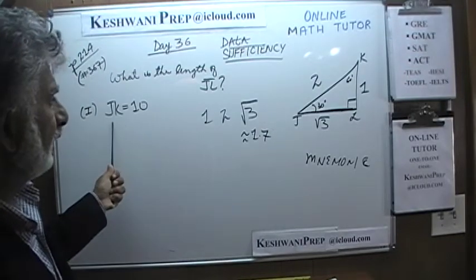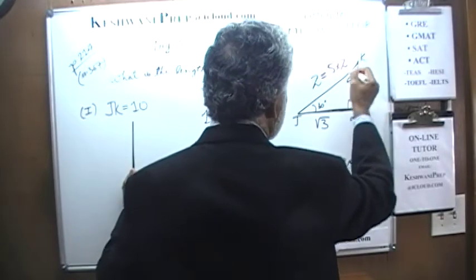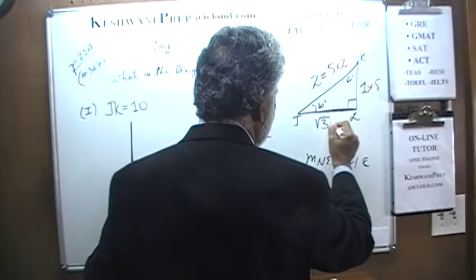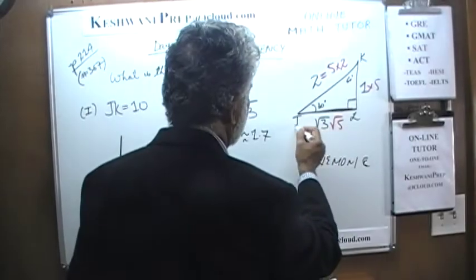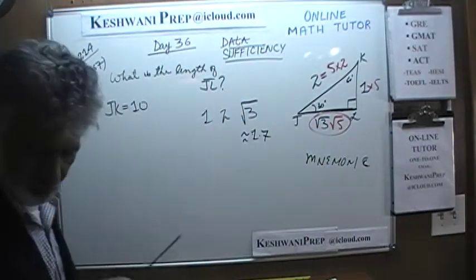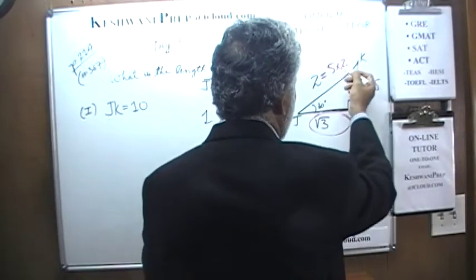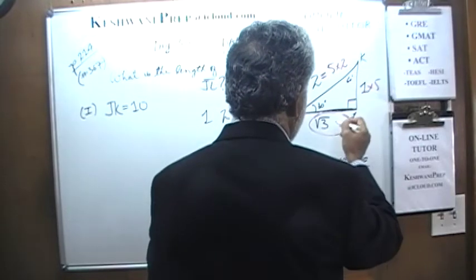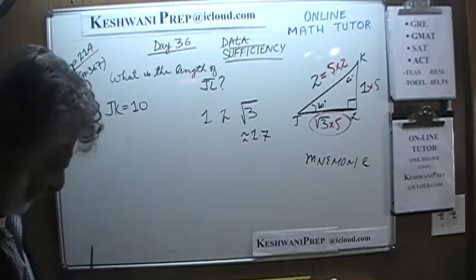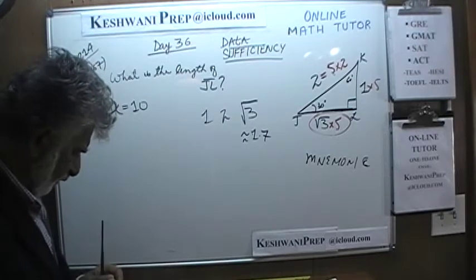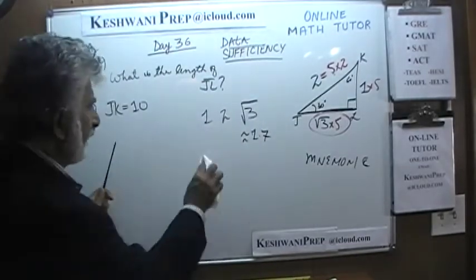We are told that J to K is 10. Where is J to K? Very good. J to K is 10, which means this is 5 times 2. If this is 5 times 2, this has to be 5 times 1, and this has to be 5 times root 3. And the question is, what is the length of JL? Well, there you go. We just answered it. J to L, J right here. It should be root 3 times 5. 5 times 1, and 5 times root 3. There you go. First statement by itself is quite enough. But that's what I use to remind myself what it is. Just write them in order and arrange them from the smallest to largest facing the triangle.